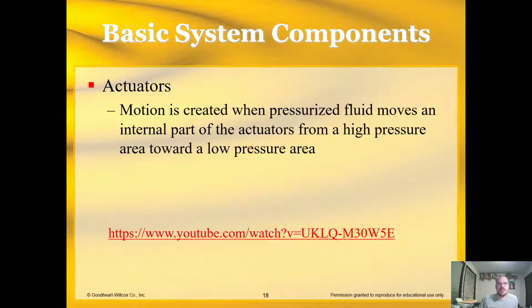In your actuators, motion is created when pressurized fluid moves in an internal part of the actuator from a high pressure area to a low pressure area. In general, that's how all the fluid moves, right? You go from high pressure created by your pump to a low pressure. Essentially for hydraulics, it eventually goes back to your reservoir, which is at atmospheric pressure, which is 0 psi. So it's going from the high pressure of the pump back to the reservoir. You end up getting this high pressure to low pressure, and that's just how the system works. That's how your actuator works as well.